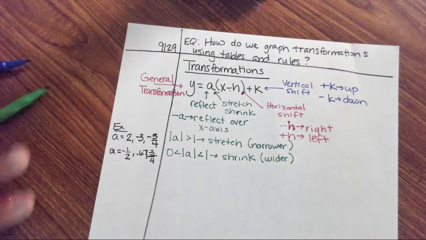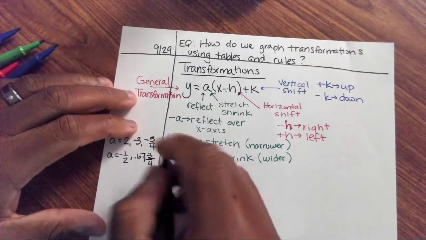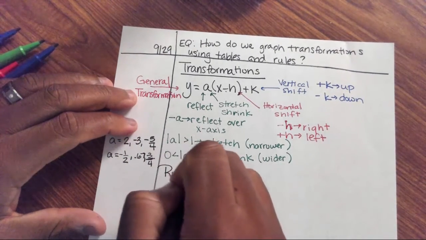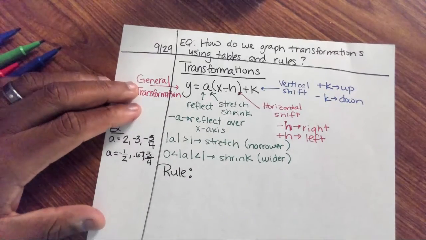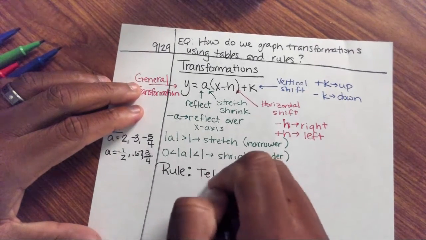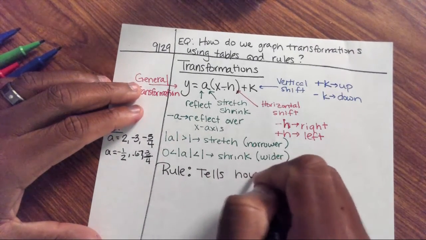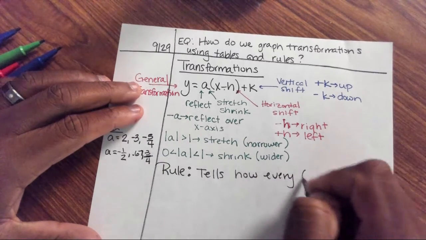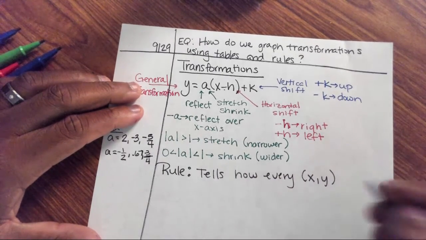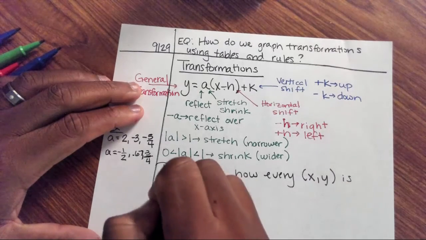And here's what we're going to do now that we know all these movements. We're going to create these things called rules. A rule tells how every xy coordinate is transformed.